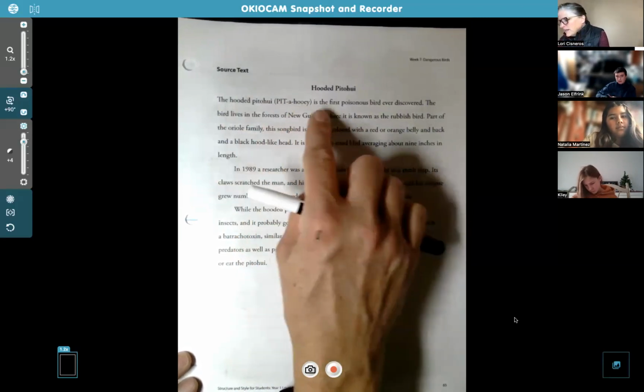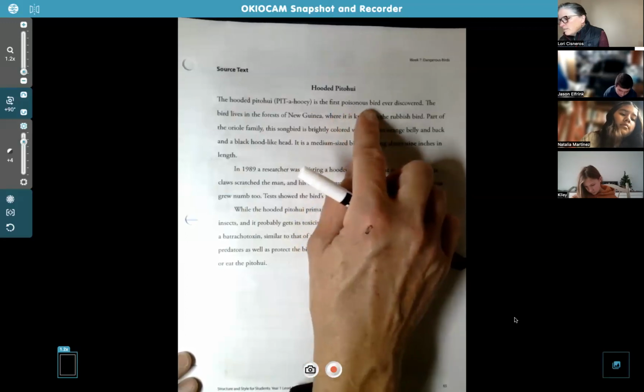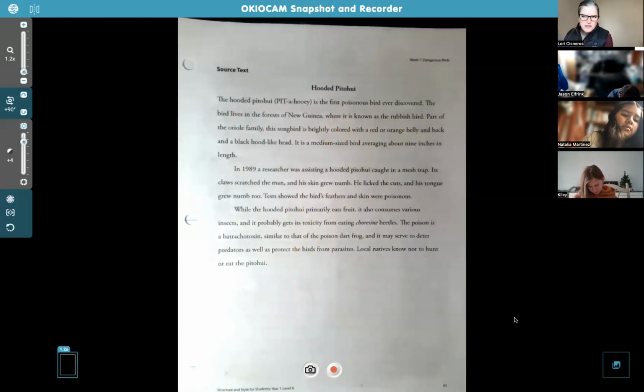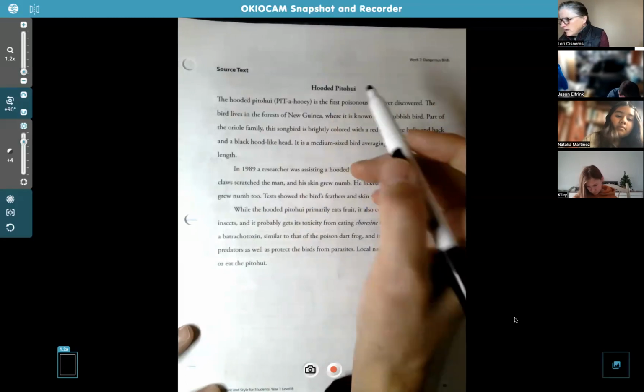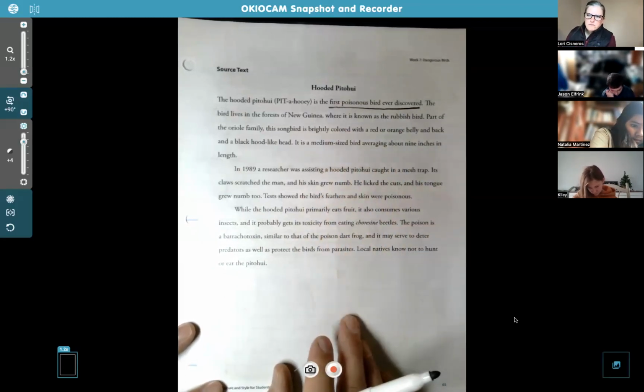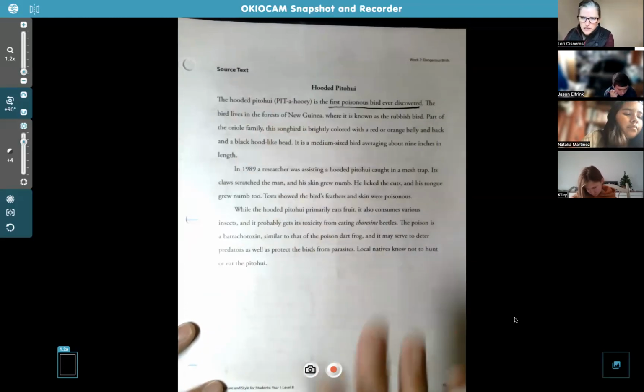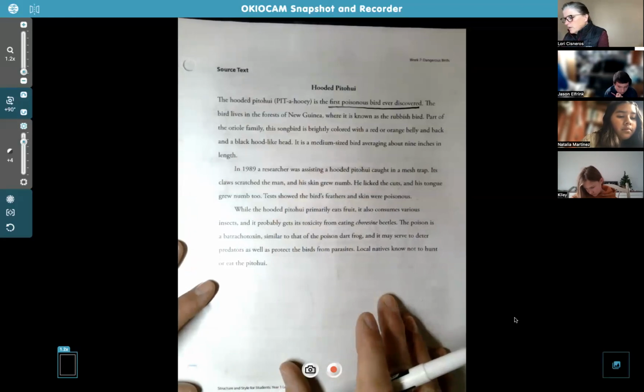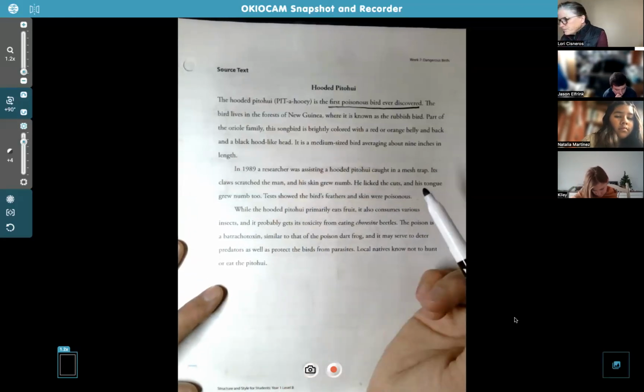Pitohui is the first poisonous bird ever discovered. Now, I think that's interesting. I'm going to underline first poisonous bird ever discovered. Remember, we're looking for interesting facts now because there's too many in here. So we want to pick and choose which ones we want to use in our report.